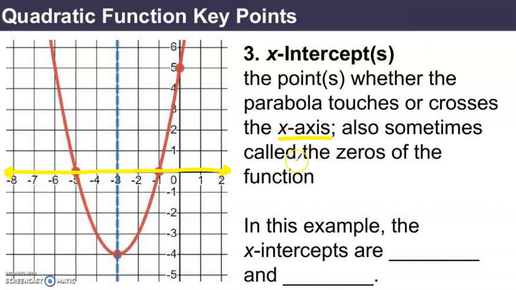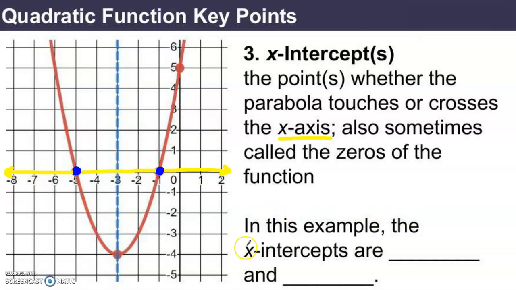We also sometimes call these points the zeros of the function. It's worth pointing out that not every parabola has x-intercepts at all. Some of them don't cross the x-axis. Some of them only touch it at one point and have just one of them. But many of them will have two x-intercepts like this one does. I see this point right here and this point right here.